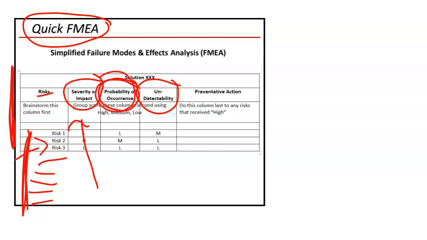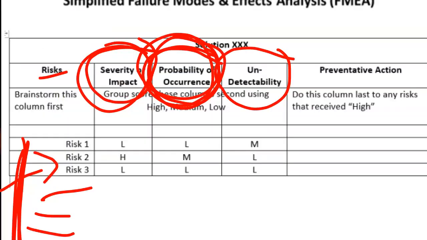I want the team to also take a look at probability. If this risk were triggered, how likely is it that it could be triggered? Is it 1 in 10? Is it 1 in 1,000? Is it one in never been triggered in the history of our organization or the history of our industry? High, medium, and low for probability of occurrence. So we first take a look at severity, then we take a look at probability, and we place letter attributes: high, medium, and low.